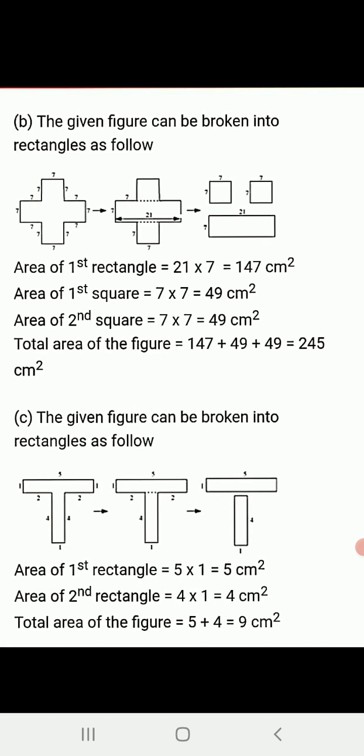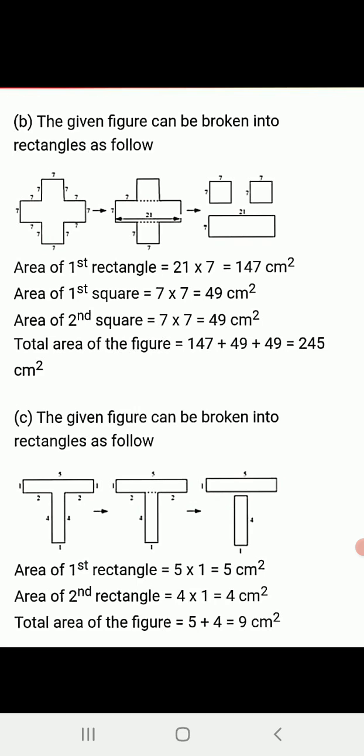The other two, you can notice they are in the shape of a square. The 4 sides are equal. So what will be the formula? The formula is side into side. So 7 into 7 is 49 in both the cases. Now we get 147 centimeters square, 49 centimeters square, and again 49 centimeters square. So what will be the total area? We need to add these 3. On adding them, we get 245 centimeters square.